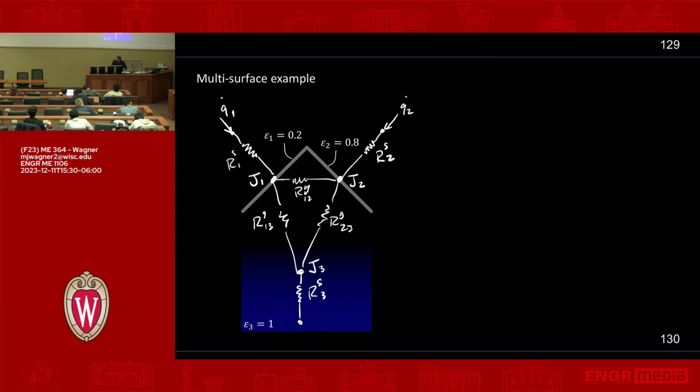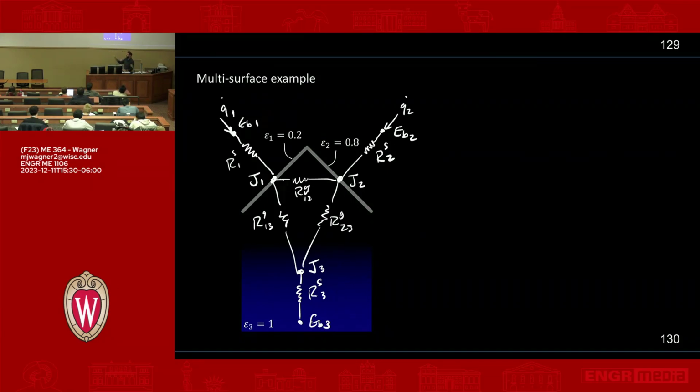So up here on the right, we'd have EB2. Up on the left, we have EB1. And down here, we have EB3. Because the surfaces are not black, there's additional resistance that removes the ideal black surface from the thing that's actually interacting. So radiosity on the inside, emissive power on the outside.